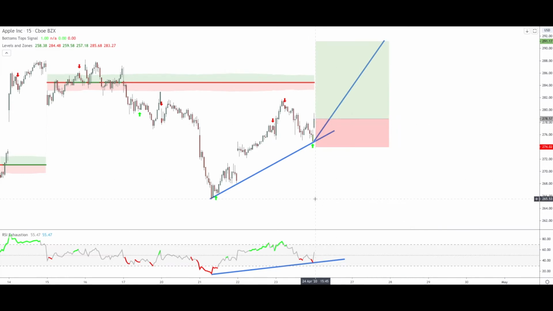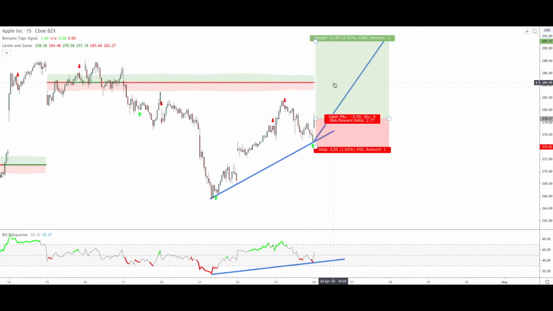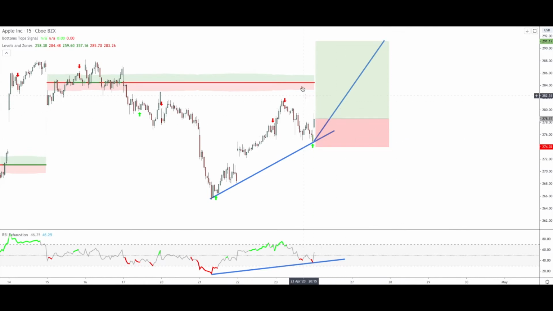Given our analysis, I'm very confident that we will get to this level. The only concerning thing that I have is that we have a major resistance here. This might pose some problem in the future of the trade because usually when you have resistances or supports given by the levels and zones, these are major resistances or supports.